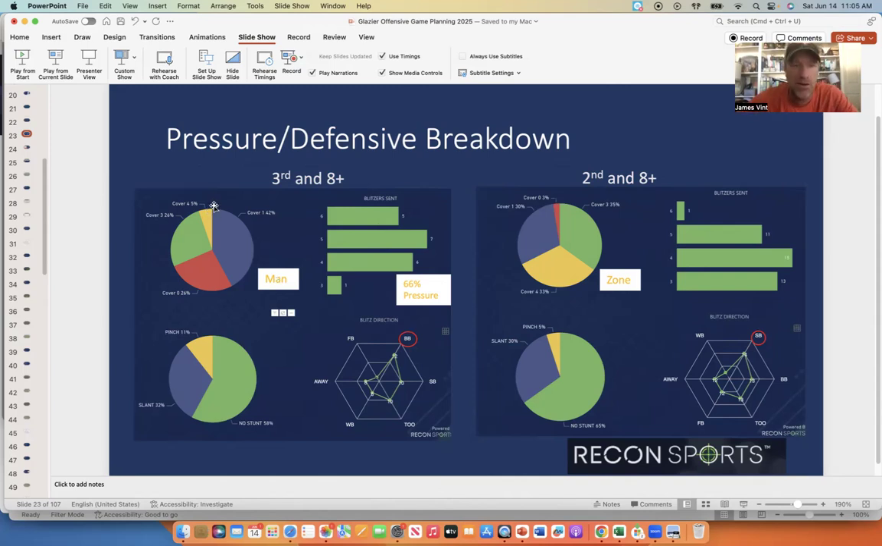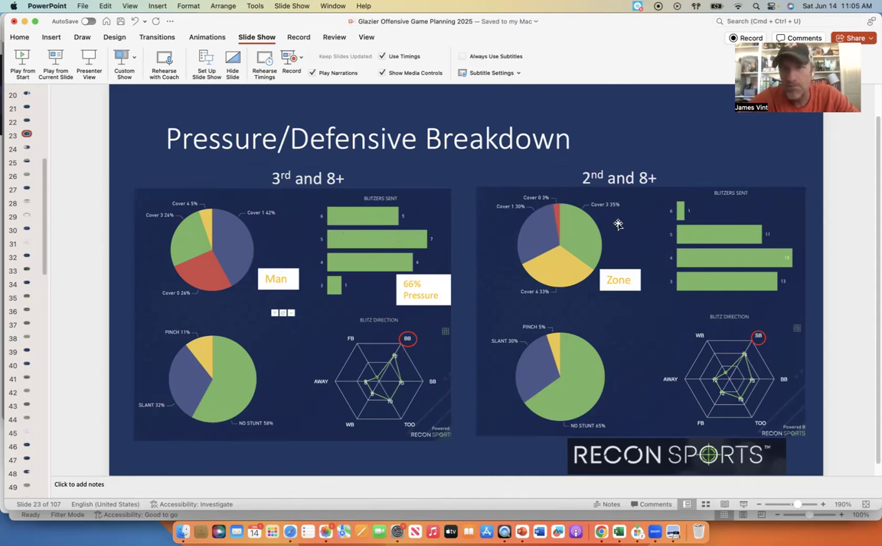As you take a look here on the left, you see third and 8 plus. They're going to play man, cover 1 and cover 0, and we're going to predominantly get five and six man pressure. They do bring four a little bit and play man behind it with some help underneath. And you can see where they bring it from. They bring it from the boundary. We're going to get a boundary blitz.